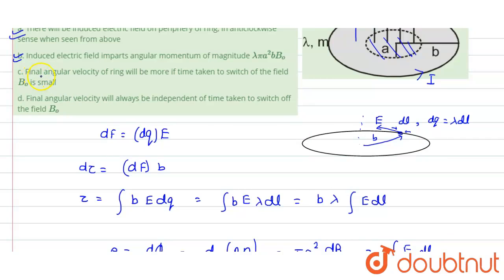Now in option B it is given that the final angular velocity would be more if the time to switch off is small. This is wrong because it is independent of time. And option D says that it is independent of time. That means D is the correct option. So A, B and D, these are the correct options. Hope you understood the solution.